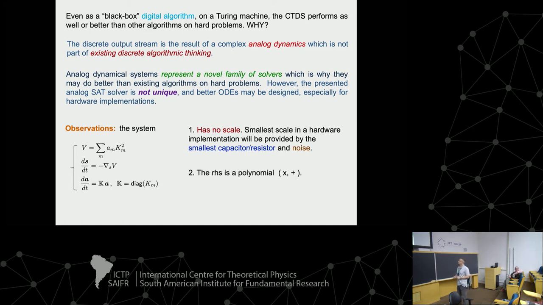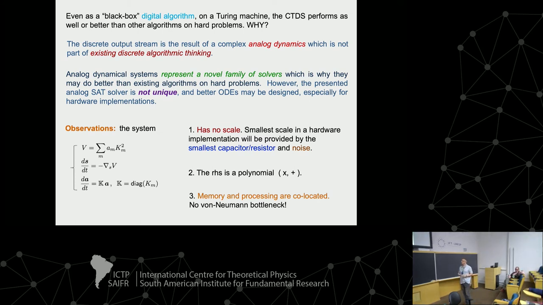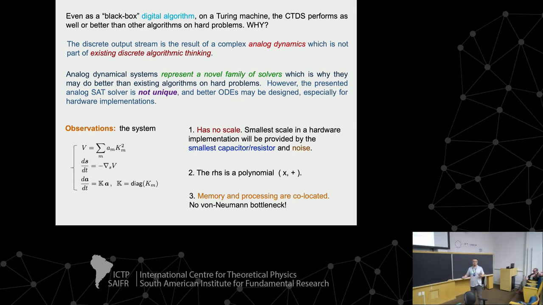So there are some observations that make it easier to implement into devices. It has no scale, so it's up to you what the smallest scale is. Of course, noise will dictate that. It's the smallest RC value. It's an RC system, and the right-hand side is polynomial. Memory and processing are co-located. There is no bus shuttling information between a processor and the storage. There's no storage. The equation itself is its own storage.